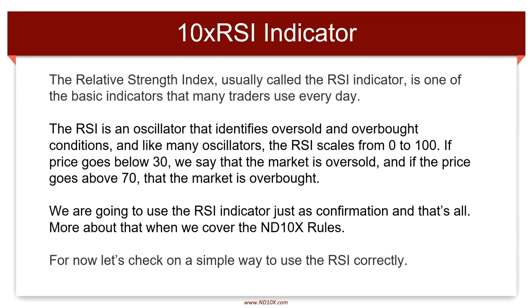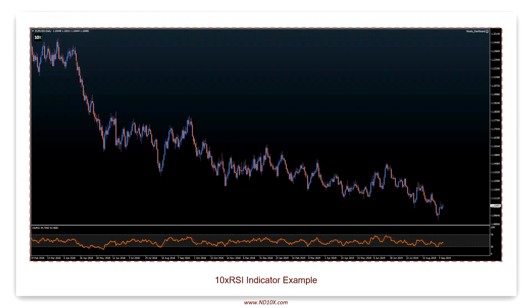More about that when we cover the ND10X rules. For now, let's check a simple way to use the RSI correctly. On the RSI, you can, in my view, check one of two things: divergence or a potential trend change. Divergence would look like this. We see the price making a low and a lower low, while on the RSI we have a low and a higher low. So there is a disagreement between the price and the indicator value. That's what we call a divergence.